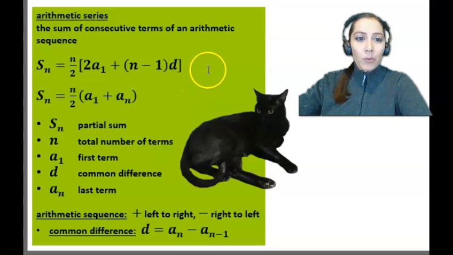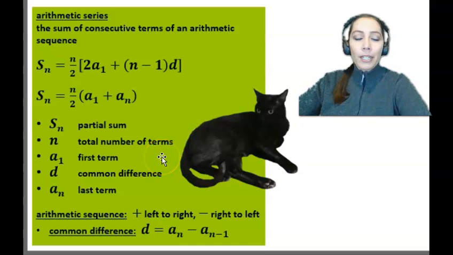S sub n equals n divided by 2 times the quantity of 2 times a sub 1 plus the quantity n minus 1 times d. Or you can use S sub n equals n over 2 times the quantity of a sub 1 plus a sub n. S sub n is the partial sum, n is the total number of terms, a sub 1 is your first term, d is your common difference, a sub n is your last term.